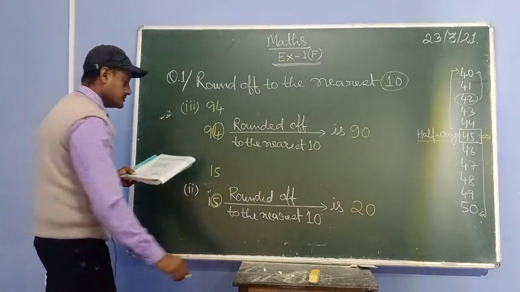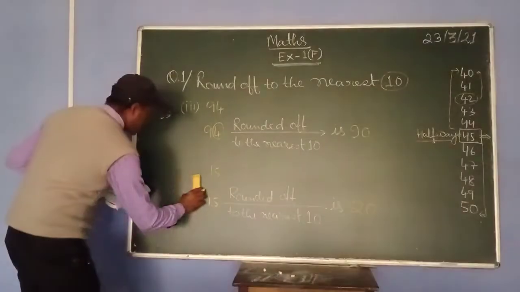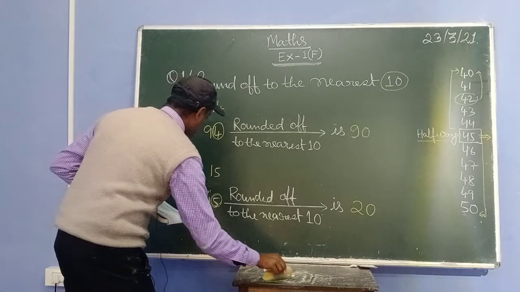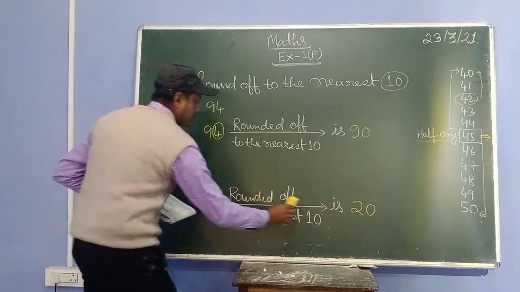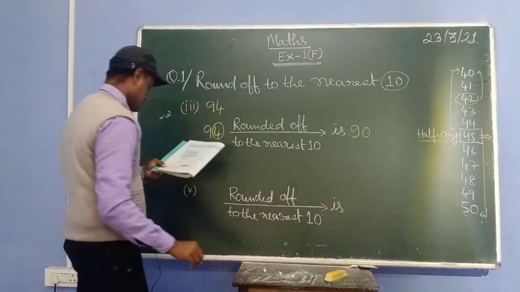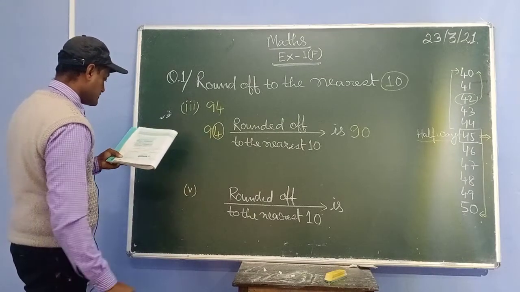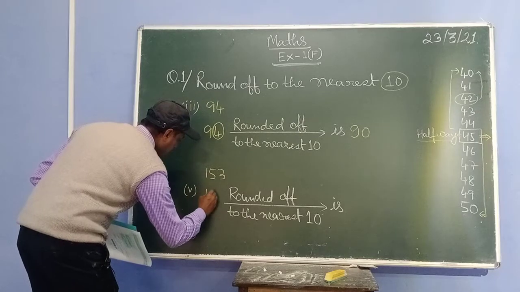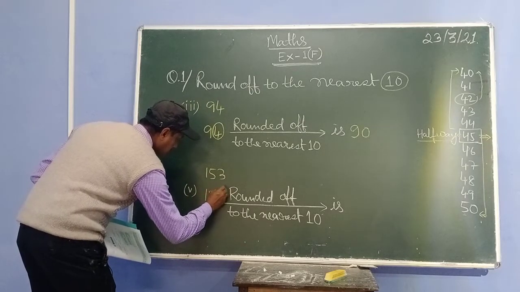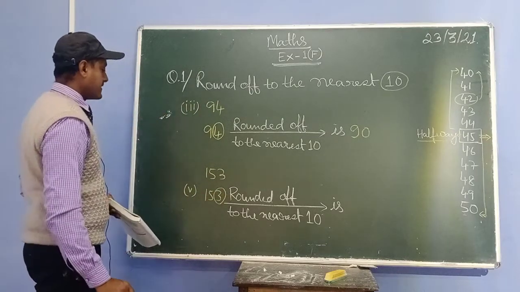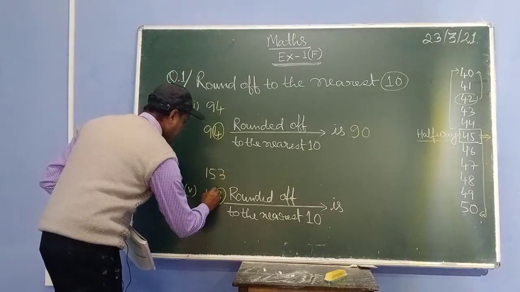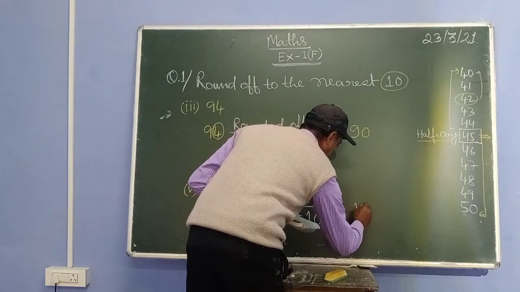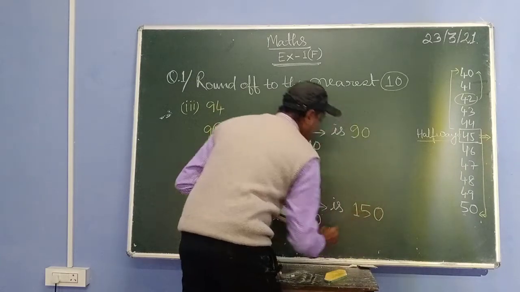One more we will do, that is part 5. Part 5 is 153. 3 is less than 5. So what will we write? Rounded off to the nearest 10 is 150.